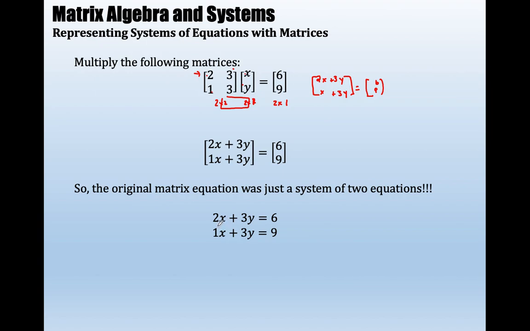I'm just going to subtract these. 2 minus 1 is 1. 3 minus 3 is nothing. 6 minus 9 is negative 3. x is equal to negative 3. So negative 3 plus 3y is equal to 9. 3y is equal to 12, and y is equal to 4.